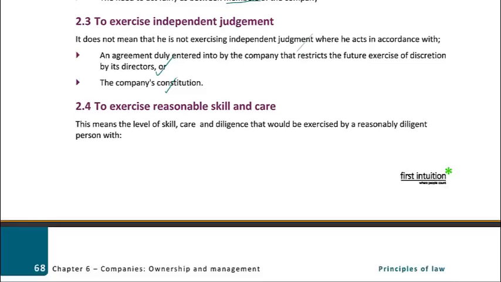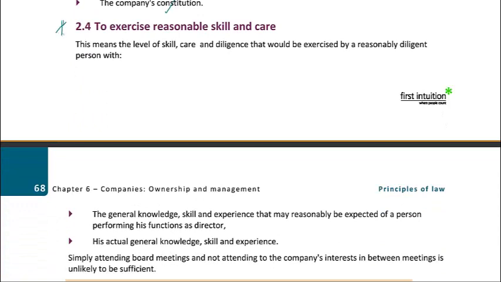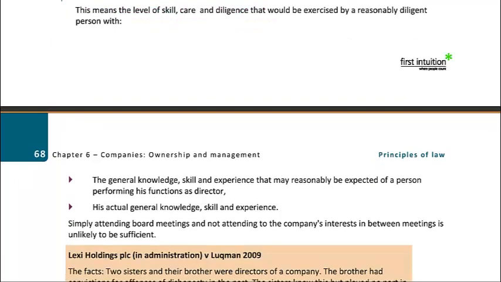Now the next duty here is quite an important one, the duty to exercise reasonable skill and care. This is the level of reasonable skill and care that will be exercised by a reasonably diligent person. And we've got a sort of subjective-objective test here. We've got the objective bit first: the general knowledge, skill and experience you would expect of a person carrying out these functions as director. And then a subjective bit, which is the skills of this particular director.